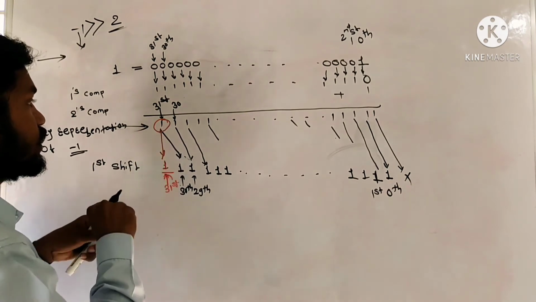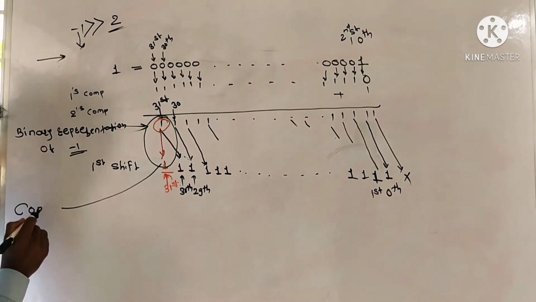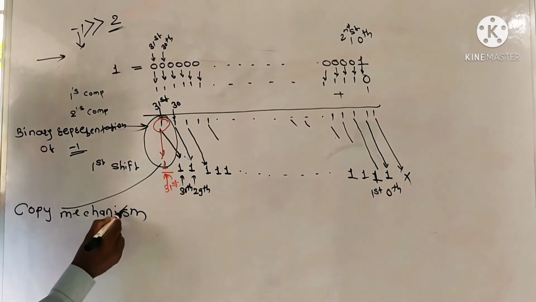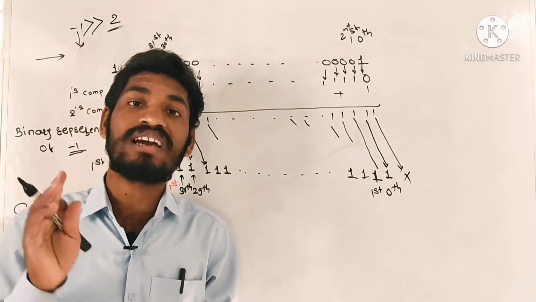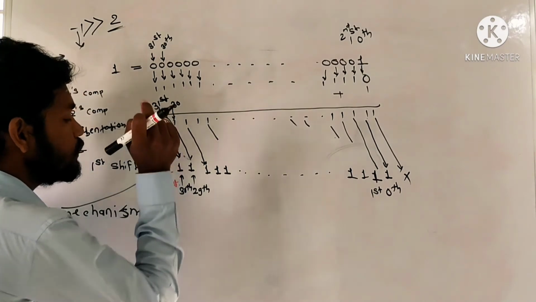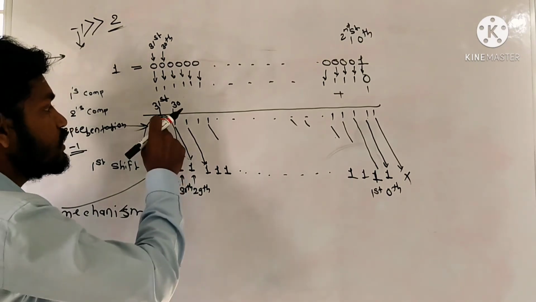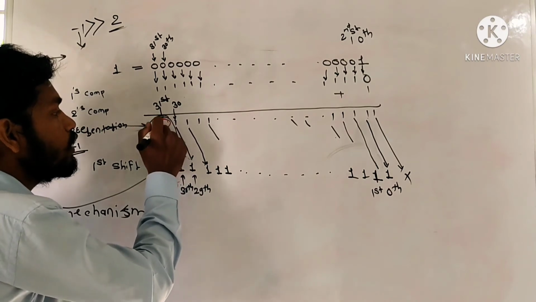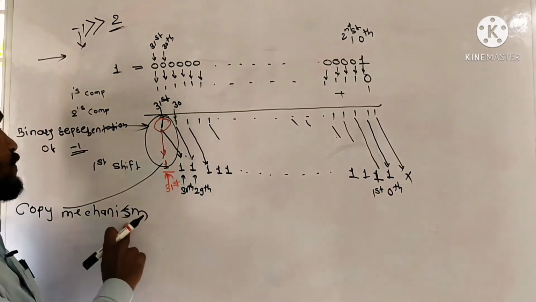This is called the copy mechanism. If the given number is a signed integer, most compilers follow arithmetical shifting operations. Whatever value is available in the 31st bit is copied to the 31st bit of the result, and obviously also to the 30th bit. This value 1 is also copied to the 31st bit of the result. This is called the copy mechanism.